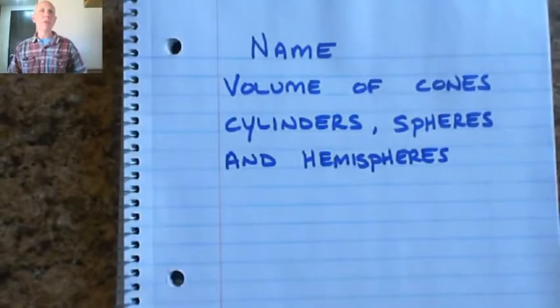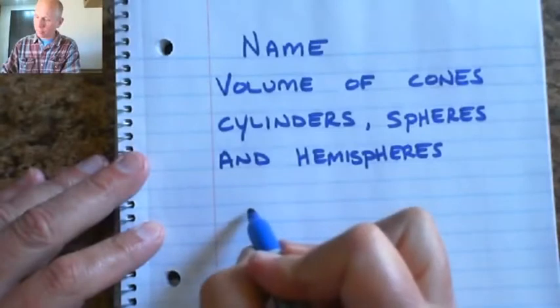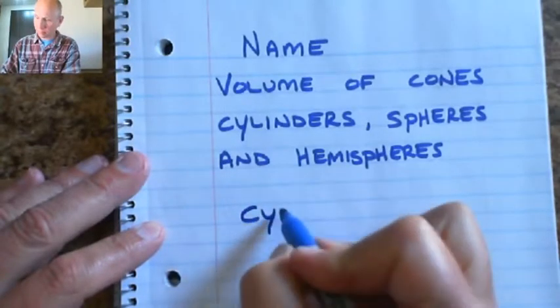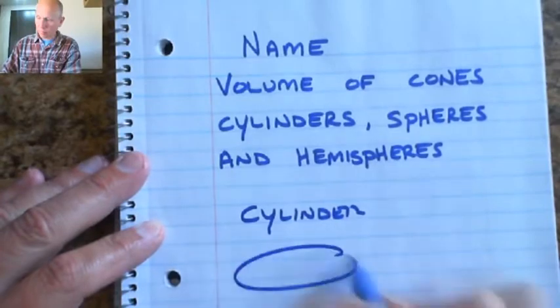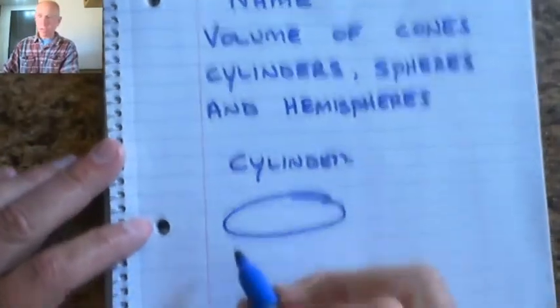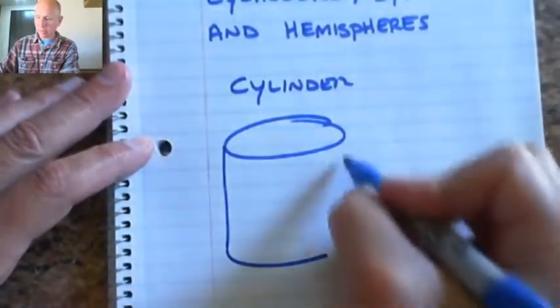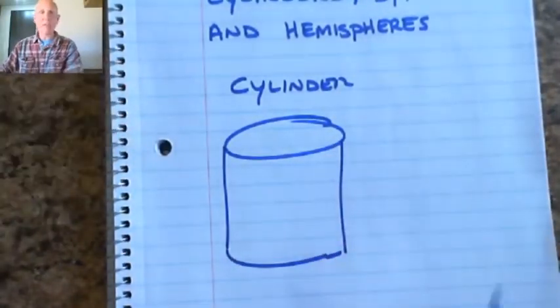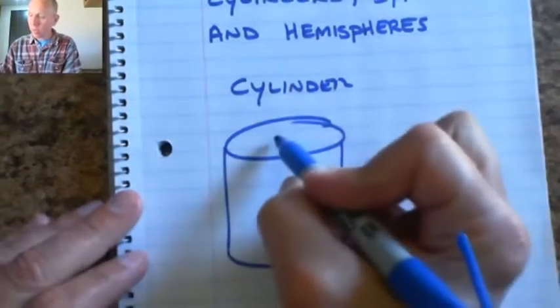So volume of cones, cylinders, spheres, and hemispheres. Everything starts with a circle. All of these guys start with a circle. So a cylinder starts with a circle that then gets extended down or up to create a cylinder. So everything starts with a circle.